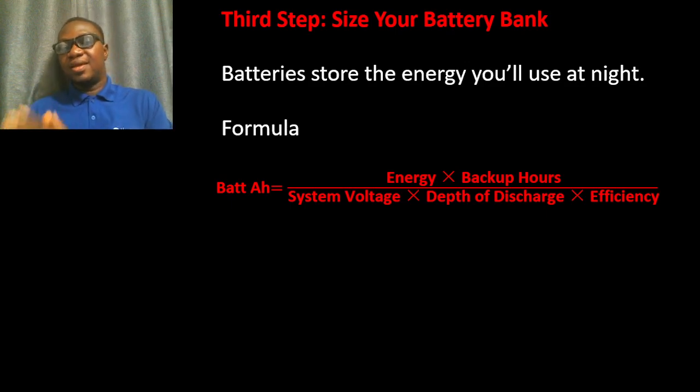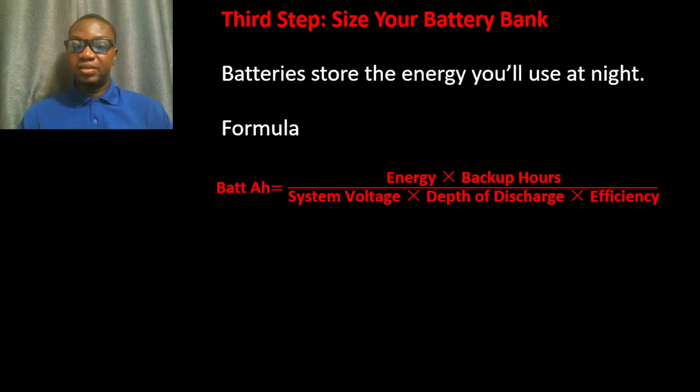So the size of battery that is needed, or the battery amps, is energy times the backup hours, divided by the system voltage multiplied by depth of discharge and efficiency. So please just take note of this formula. It is very, very important. When you do this, we have already gotten our energy before.